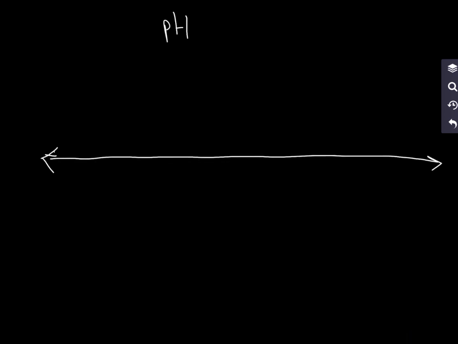Now let's talk about pH. All right, so you might have heard of the pH scale. Right here is the pH scale. 7 is neutral. This is 0, this is acidic. And this part is 14, and this is basic.